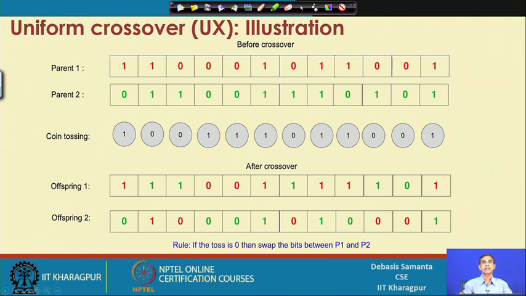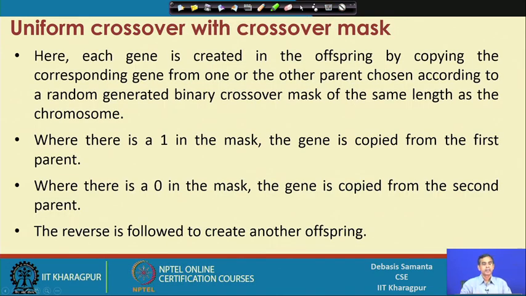Next, we will discuss another technique called the half uniform crossover. But before going to half uniform crossover, we want to discuss one little modification of the uniform crossover. This is called the uniform crossover with crossover masks. There, basically we have to toss a coin for every bit position, which is sometimes a little bit computationally expensive, because tossing a coin requires some computational effort.